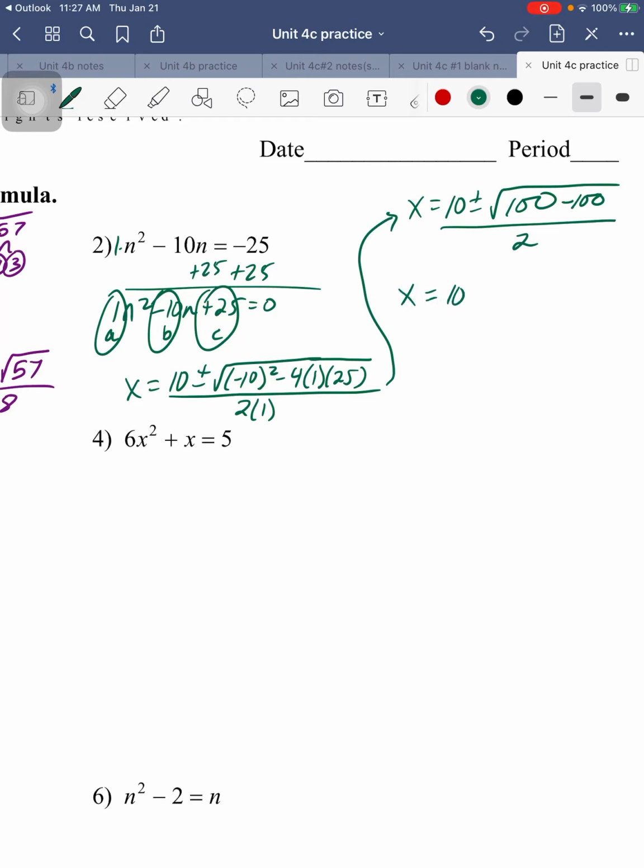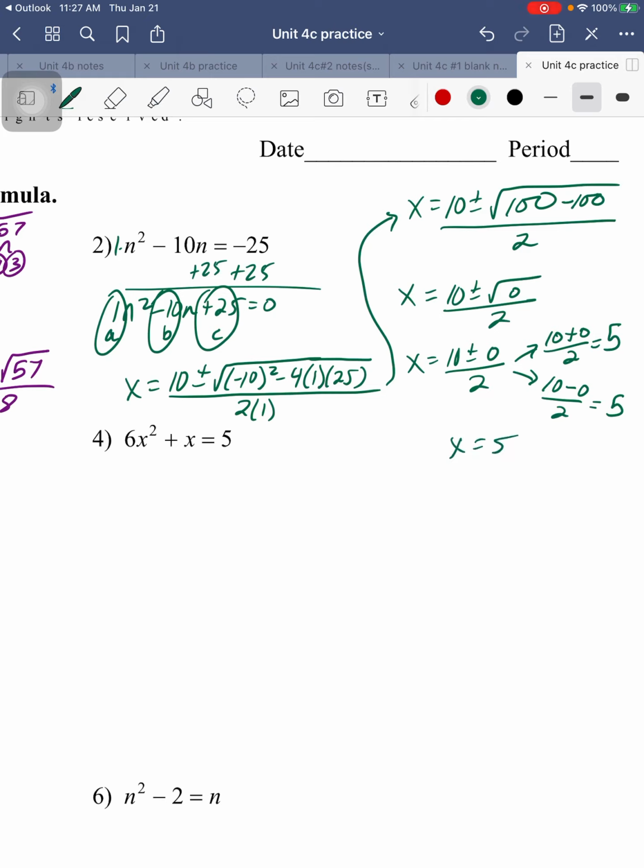Then I do 100 minus 100. Well, 100 minus 100 is 0. Sweet. Square root of 0. How do we simplify that? Well, that's just 0. And once we get to no longer square roots, we can break this down. We have 10 plus 0 divided by 2. Well, that ends up being 5. And you'll also have 10 minus 0 divided by 2. Oh, that's also 5. So that means there's really only one solution.